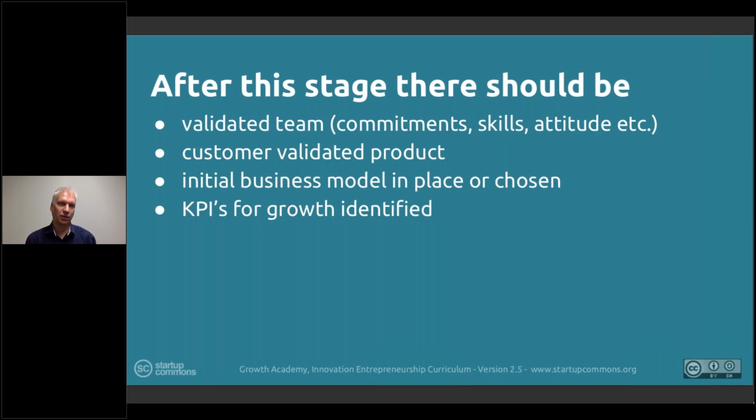There are customers who love your product. They want to use your product. You have a business model where either the customers pay for your product or someone else sees enough potential to pay for your product indirectly to make it available for your direct customers. And you have a business model to work with that. And you have KPIs for growth identified.